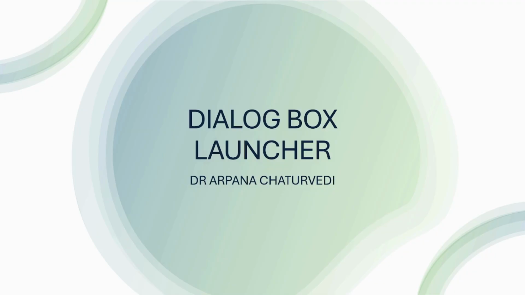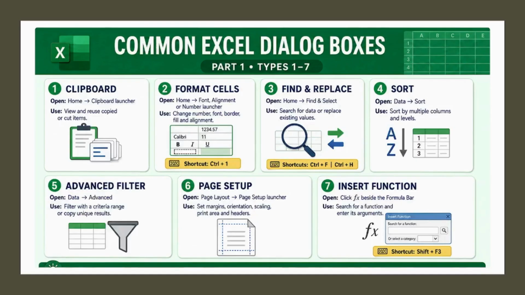So today we will look at the various workings of Dialogbox launchers and what they are. As we discussed last time also, the first Dialogbox launcher is Clipboard. Where do we find Clipboard? Within the Home tab there is a Clipboard launcher. So we can view and reuse copied items from the Clipboard launcher.